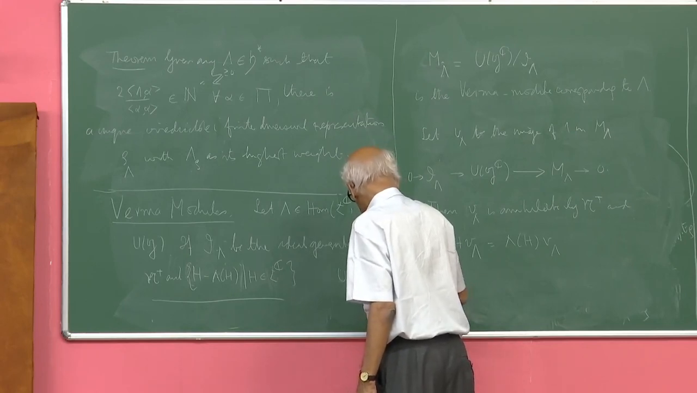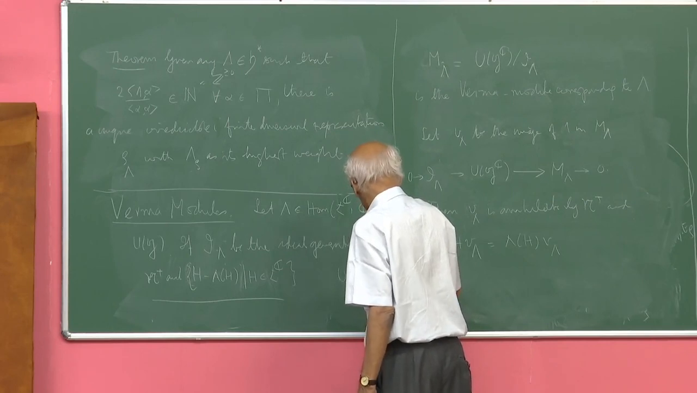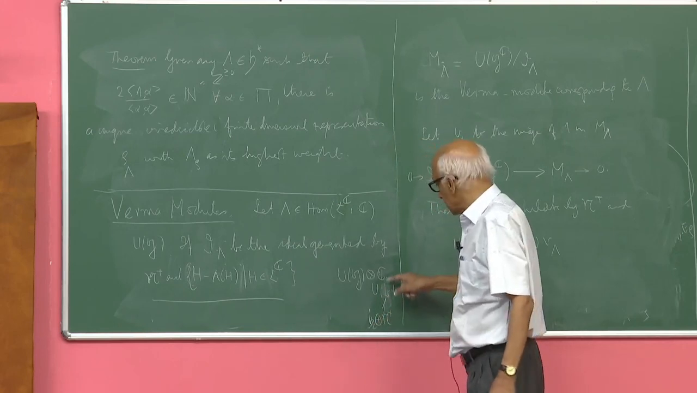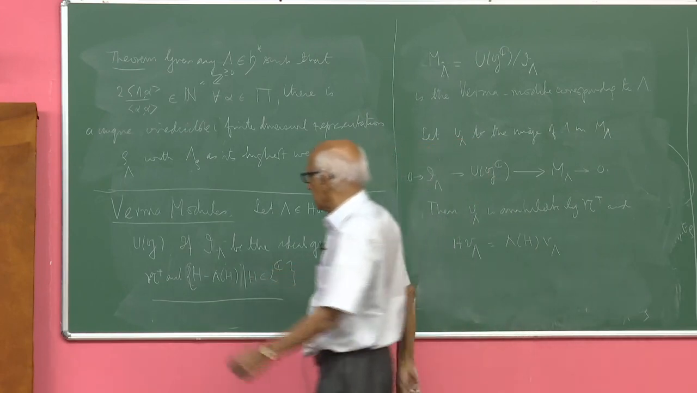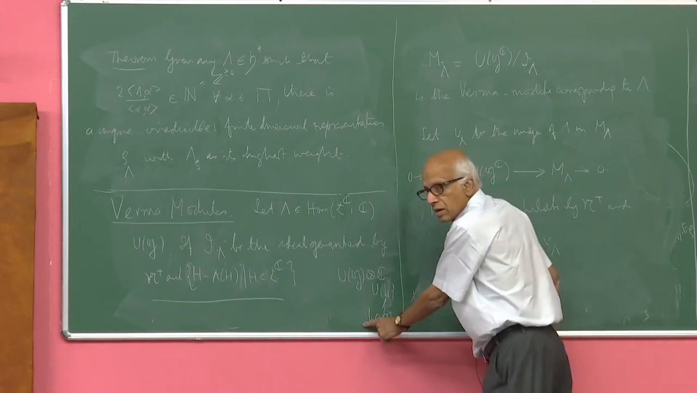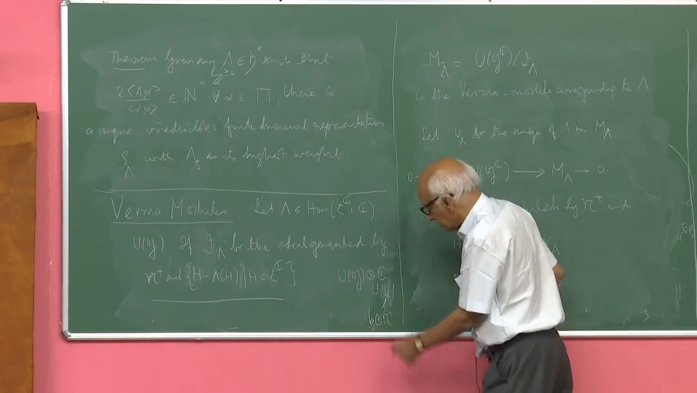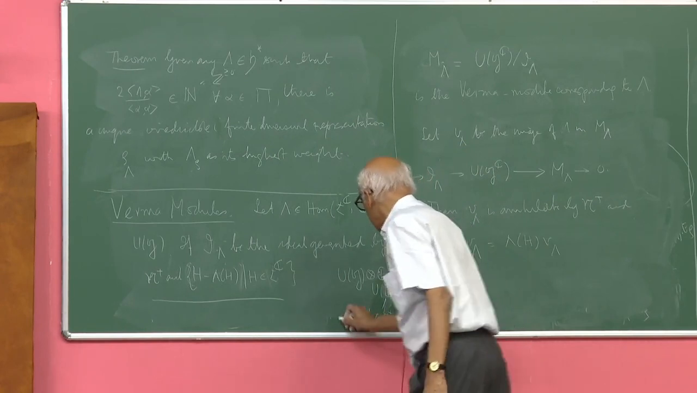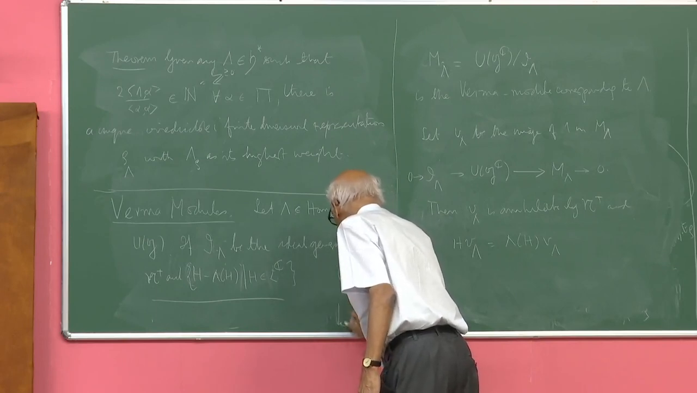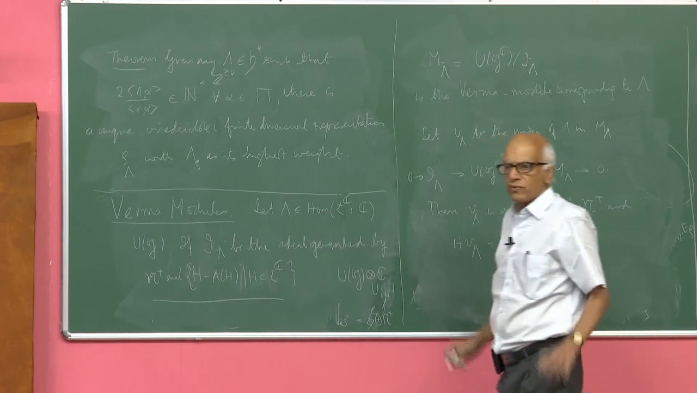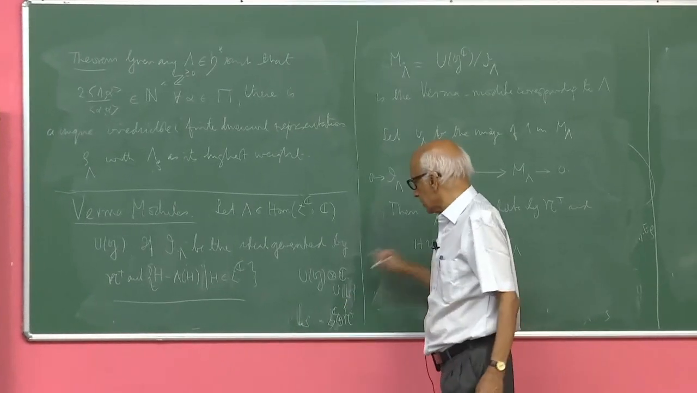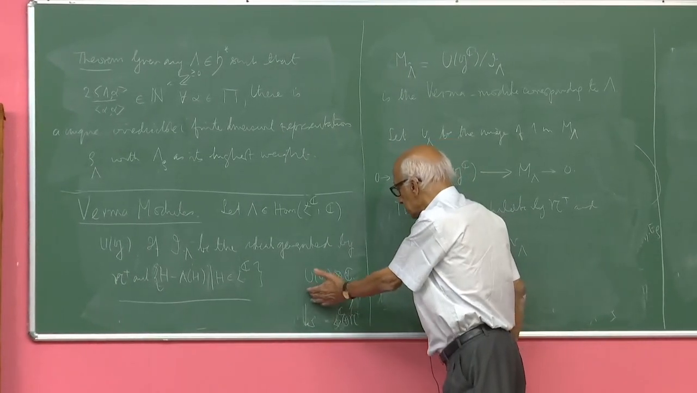And a one dimensional vector space. U b, b is the sum of h_C and n plus, and notice that our vector v lambda is an eigenvector for the entire subalgebra, which I called h_C plus n plus, usually called b. B for Borel. The vector v is an eigenvector for b, and therefore you look at U g tensor.